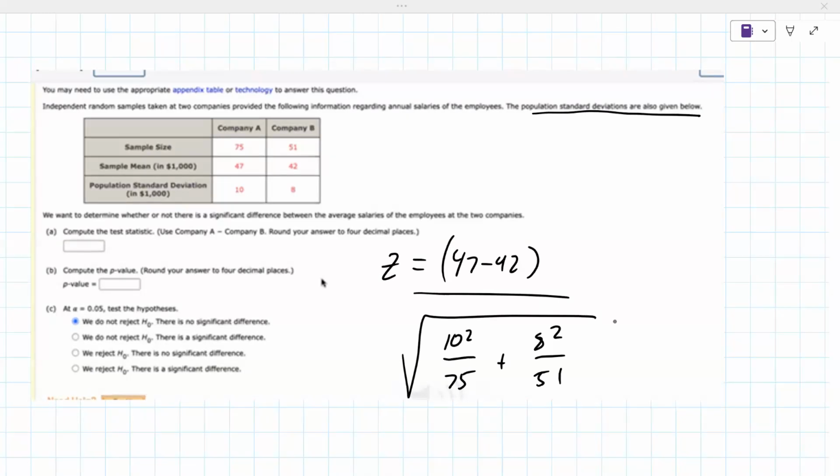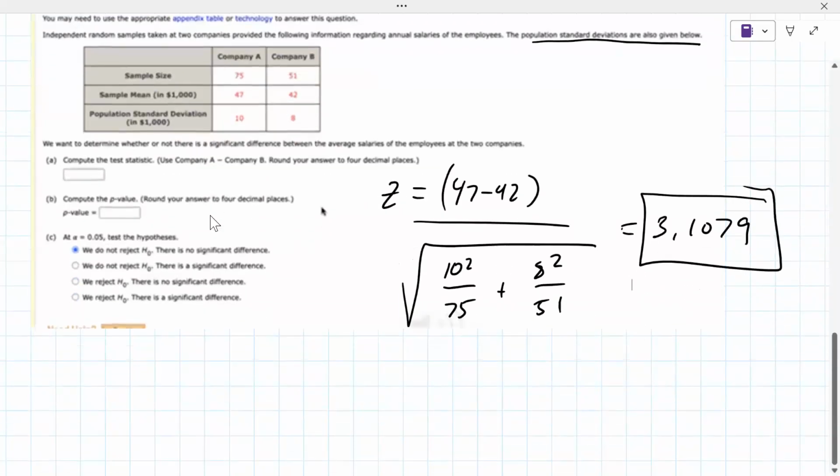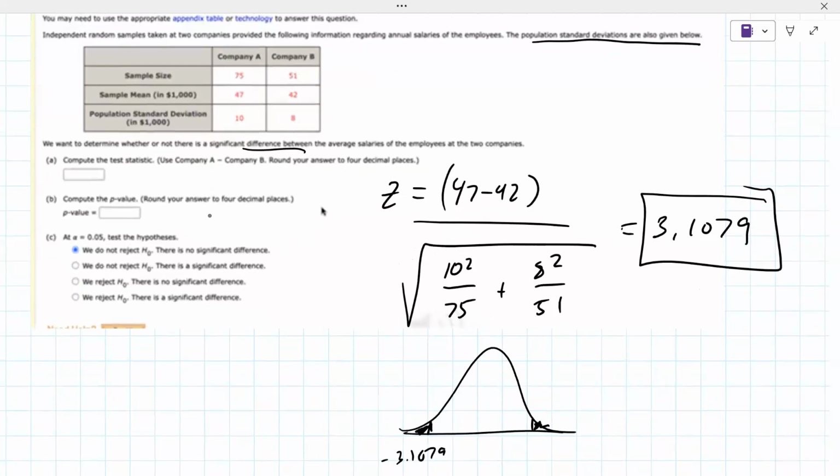All right, so 3.1079 is what I got. Yeah, me too. So the p-value, whether there's a significant difference. That's a two-tailed test, so you go find the area to the left or right of one of them and then double it. I would find the area left of the negative 3.1079.